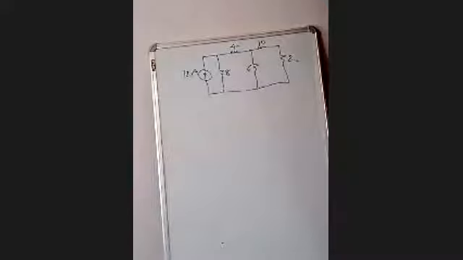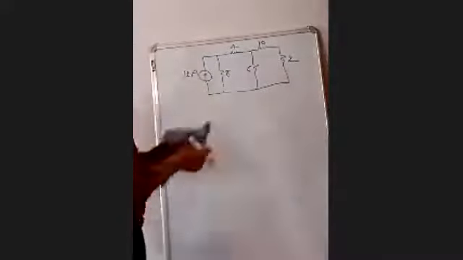Okay, first, what do you have to do? For determining ISC, short circuit current or Norton current, what do you have to do? Short circuit, sir. Which one? At 6 ohms. Which resistance? 6 ohms. See here, I'm short circuiting this 6 ohms.